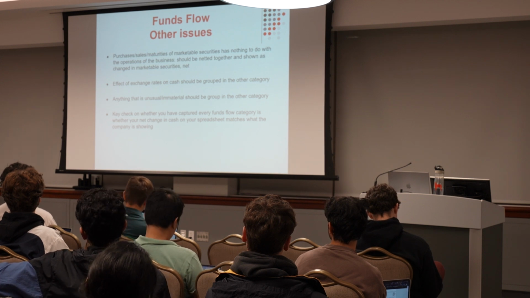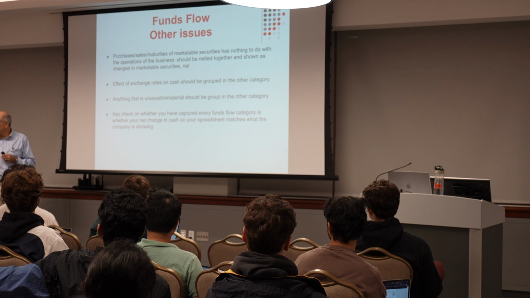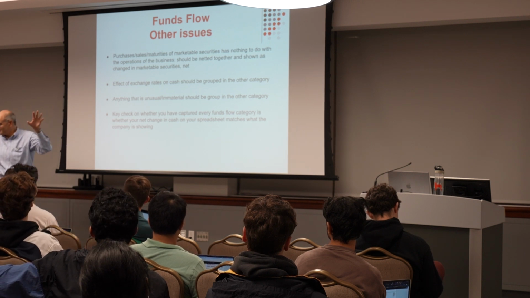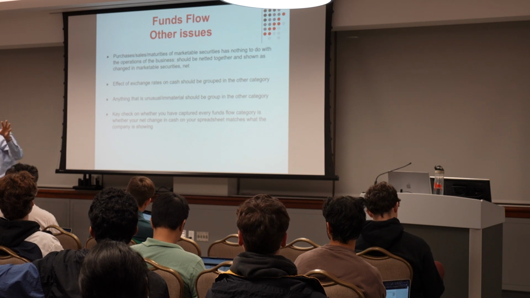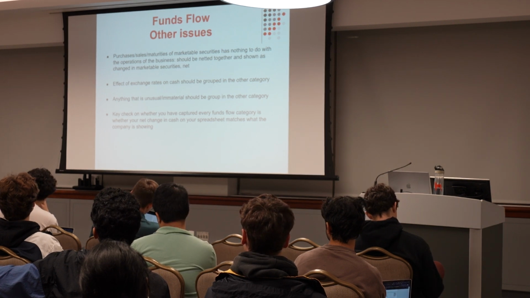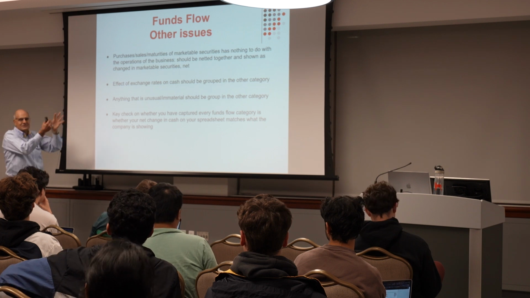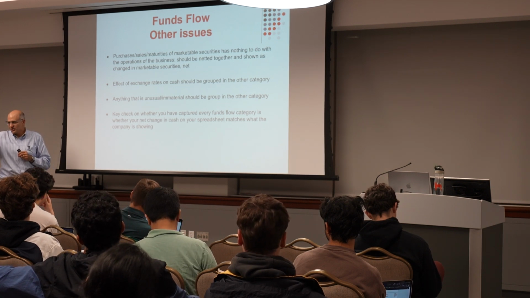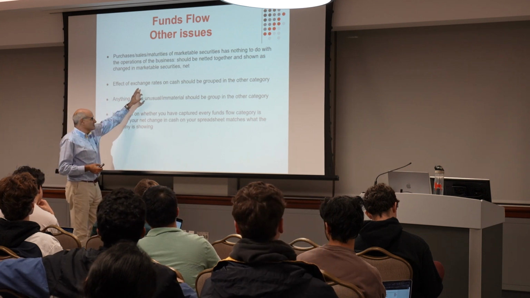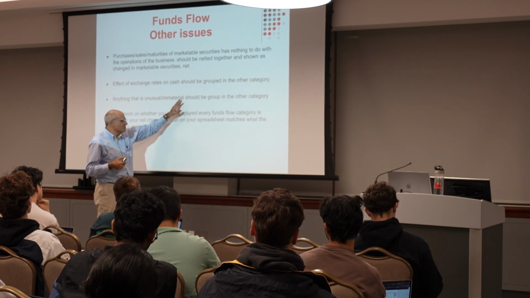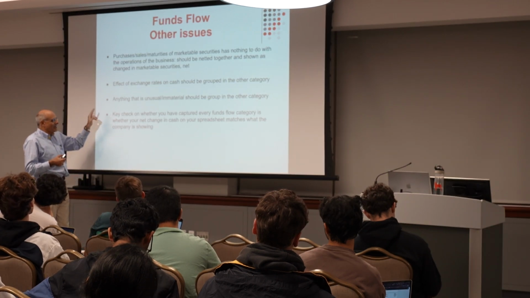Unfortunately, every time they make a purchase, this is shown as a purchase of marketable securities. Every time they sell something, it's shown as a sale of marketable securities. Or if they hold to maturity, it's shown as a maturity of securities. And these are big numbers in the funds flow statement that have nothing to do with the company, right? So how we deal with this is we collapse these all together and we show it as marketable securities, net. It is irrelevant. It's just a cash surrogate for what the company is doing. The effect of exchange rates on cash should be grouped in the other category. Anything that is unusual or immaterial should be grouped in the other category. And a key check on whether you have captured every funds flow category is whether your net change in cash in your spreadsheet matches what the company is showing.